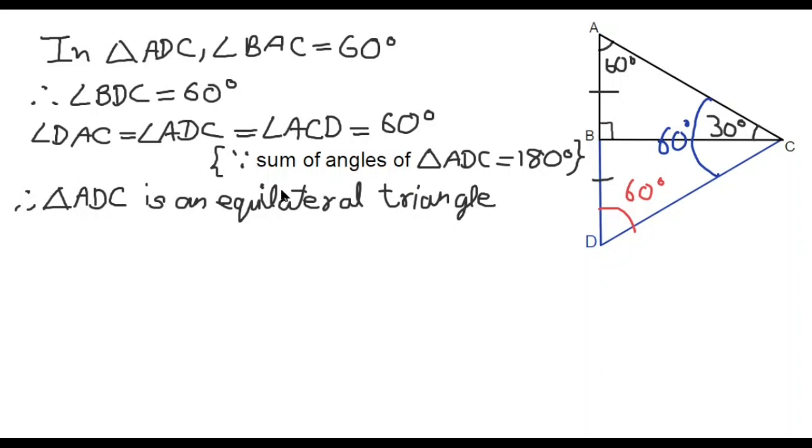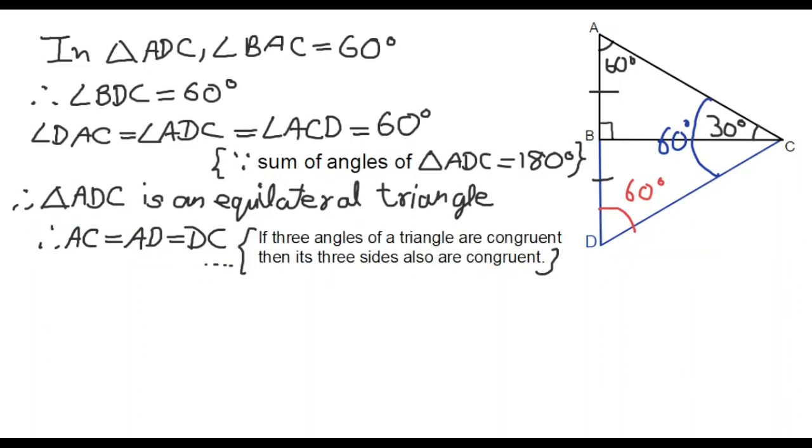Okay, equilateral triangle means what? A triangle in which all sides are equal. Okay, in an equilateral triangle all the angles are also equal. See here, all angles are 60 degrees. Okay, so this triangle ABC, this full triangle, is an equilateral triangle because all angles have equal measure. Okay, therefore AC is equal to AD is equal to DC. So therefore AC is equal to AD, this side, equal to DC.